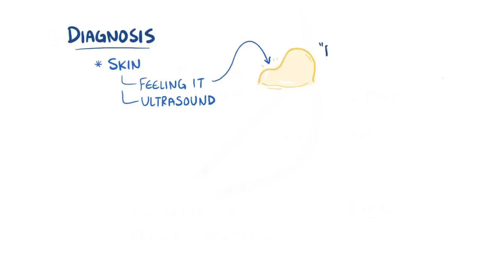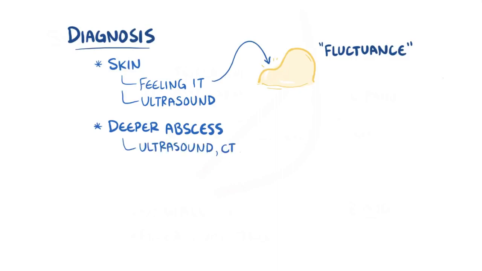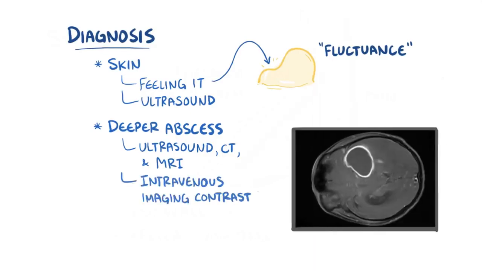Diagnosing an abscess in the skin or soft tissue is usually done by feeling it, or sometimes with an ultrasound of the area. When an abscess is filled with enough fluid, it becomes possible to feel the fluid move around, and this is called fluctuance. A deeper abscess is usually diagnosed through imaging studies, like ultrasound, CT, or MRI scans. Intravenous imaging contrast can really stand out around an abscess, since the small blood vessels around the abscess remain dilated and leaky due to the constant inflammatory response. And this is called ring enhancement, since it lights up the blood vessels around the abscess.